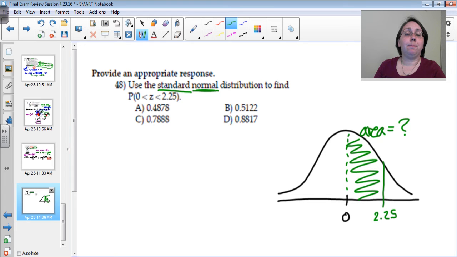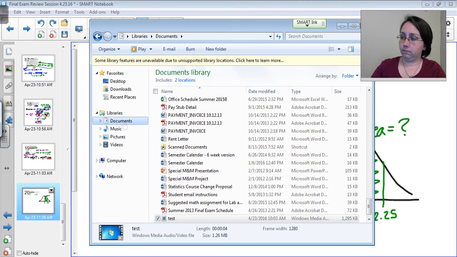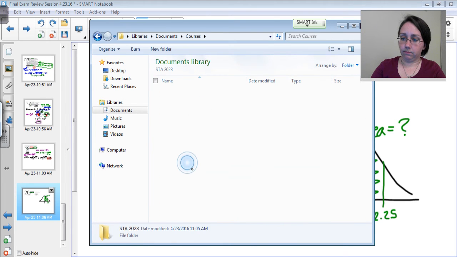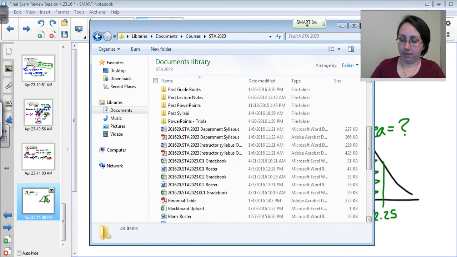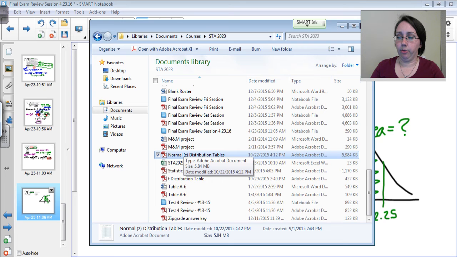How do you do that? This is what we use the table for, so you can refresh your memory. I heard somebody say something about a z-score. On the table. Normal table. There it is. Z-table.